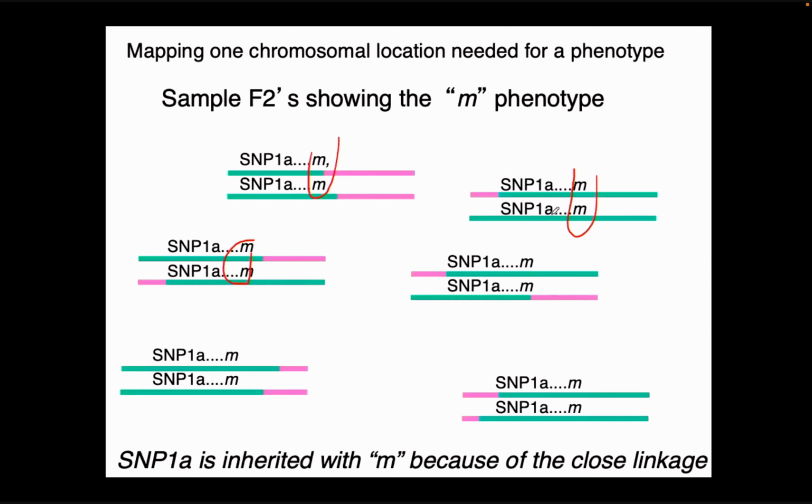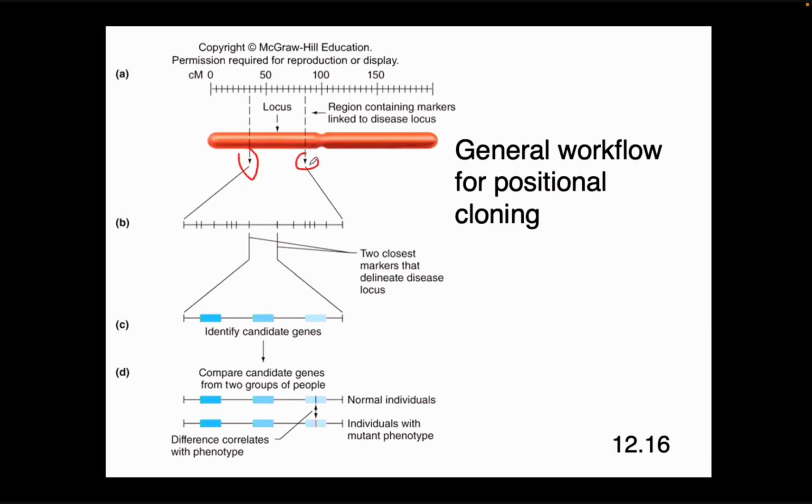In other words, percent recombination getting lower. So what this example shows you here is a chromosome of about 200 centimorgans, right? Remember, centimorgan is percent recombination. And what was identified here were two SNP loci that showed about 20% recombination for the disease. That means they were co-inherited 80% of the time.